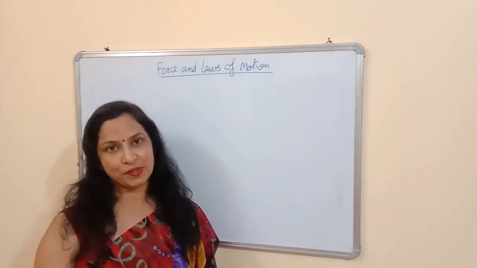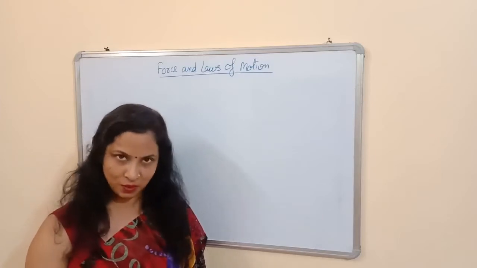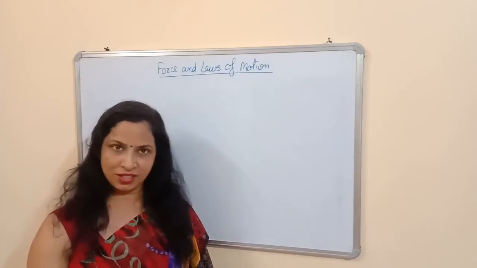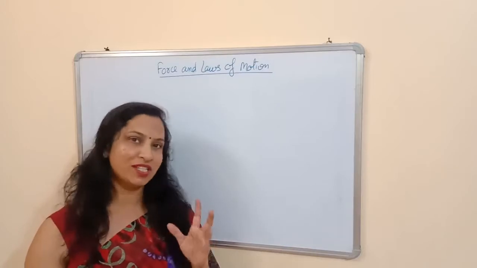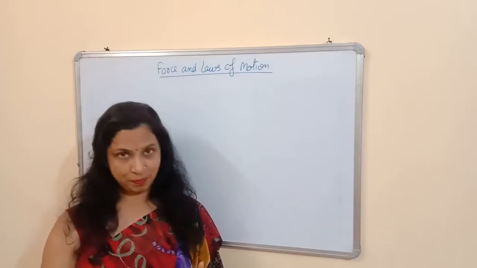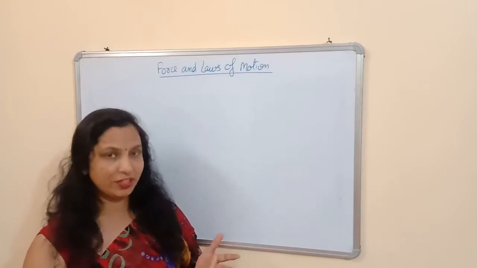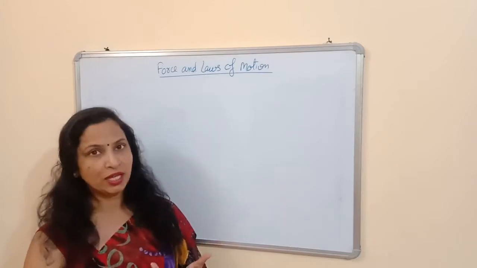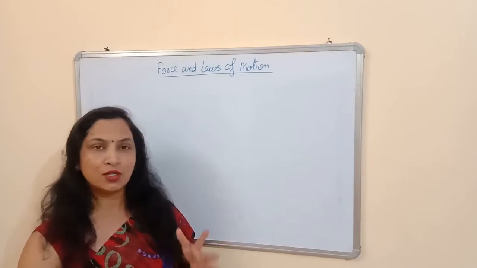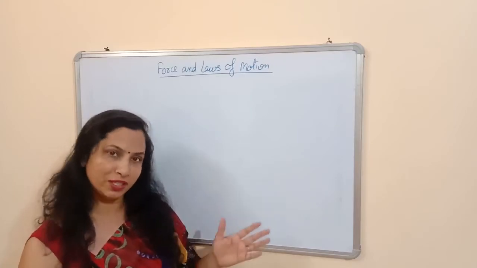In the last two videos, I explained Newton's first law, the law of inertia. I explained what inertia is and on which factors it depends. I told you that inertia is of three types: inertia of rest, inertia of motion, and inertia of direction. I explained a lot of examples related to inertia.